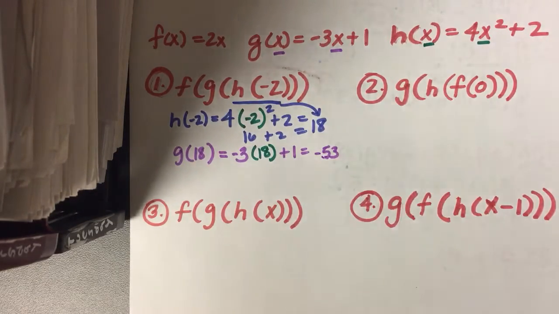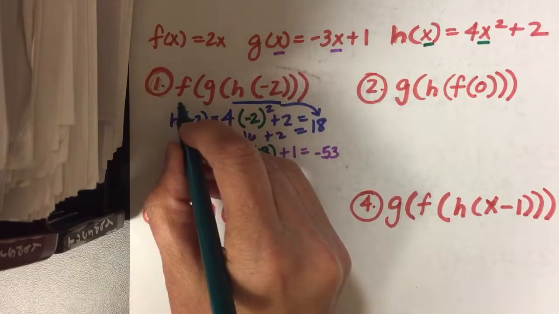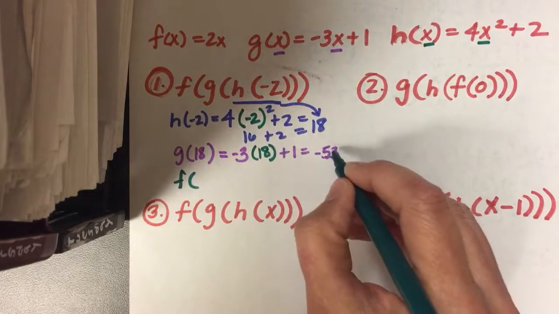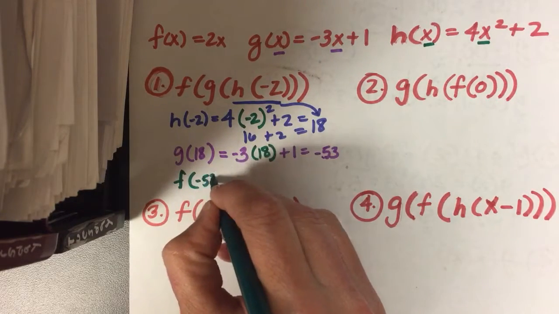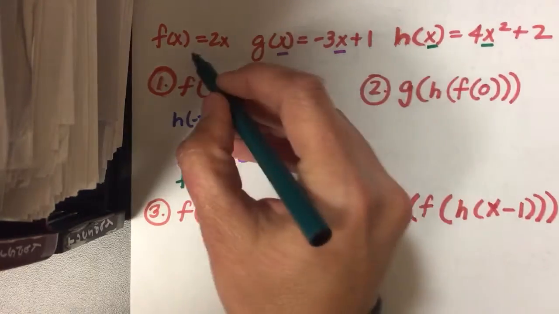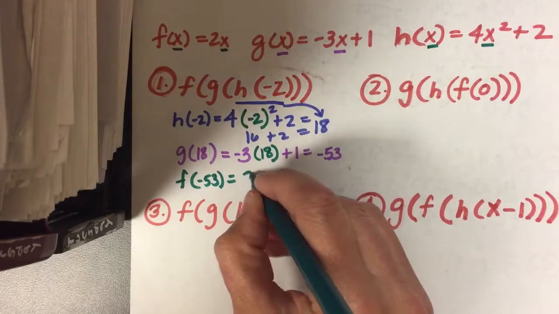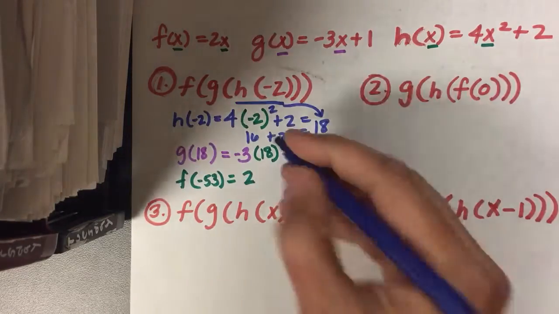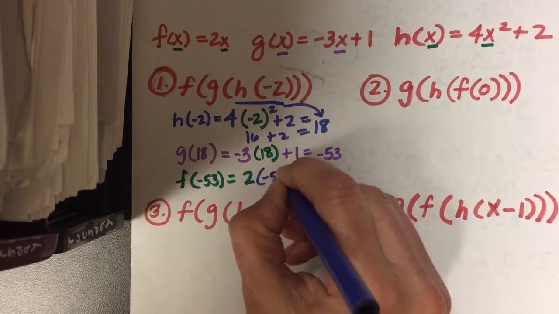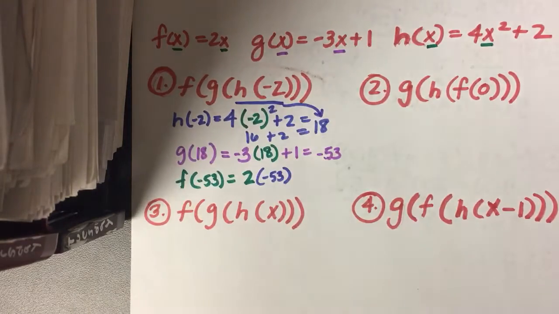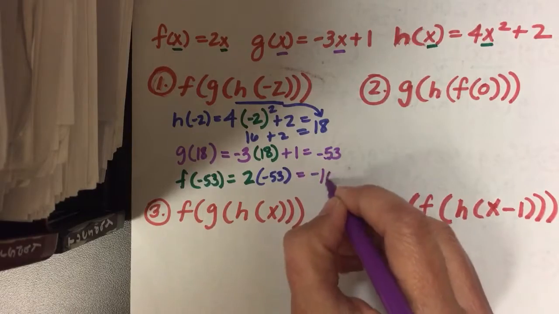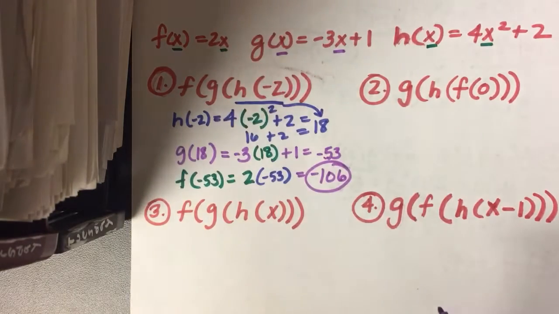And now, to finish it up, I am going to go to the f function. So my input now is negative 53. That's my input, and I'm going to look at f. F of x equals 2x. So 2 times my input, which is negative 53. And so 2 times negative 53 is negative 106, and that is your final answer. It's the same thing, except you do it 3 times instead of 2. So let's look at the next one.